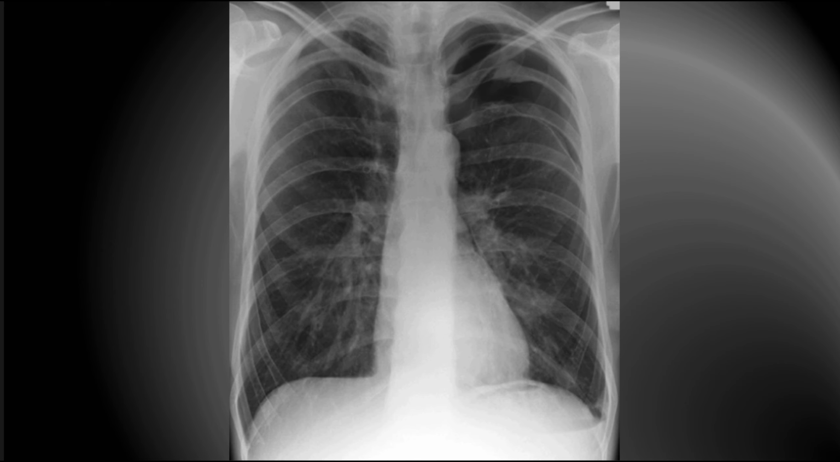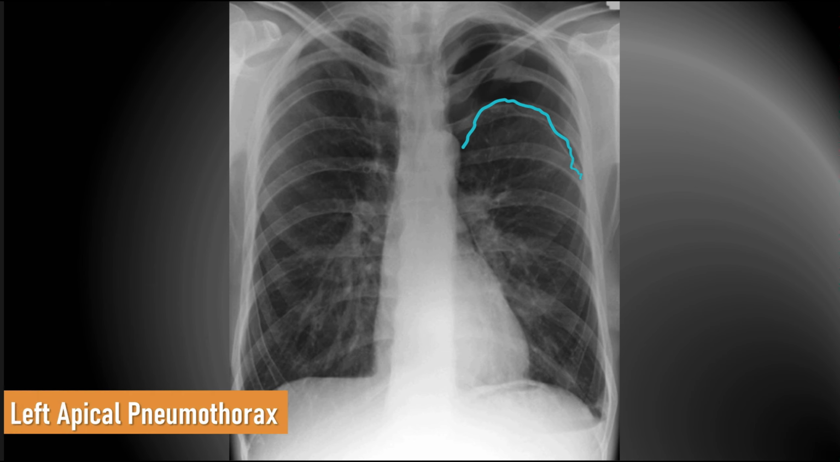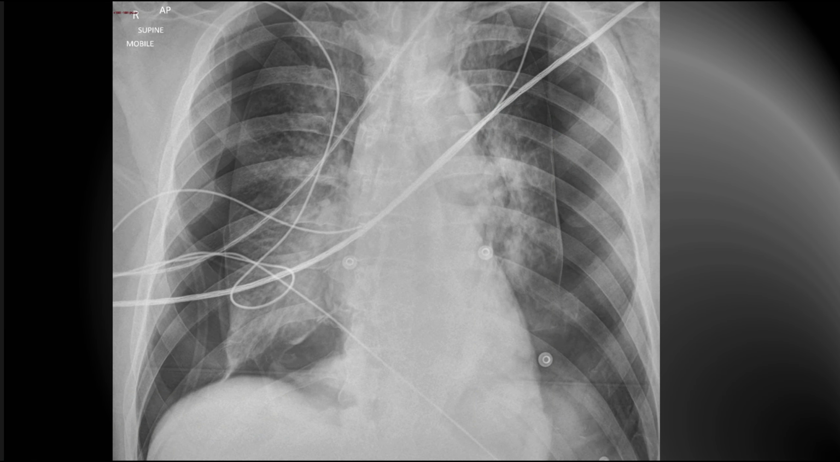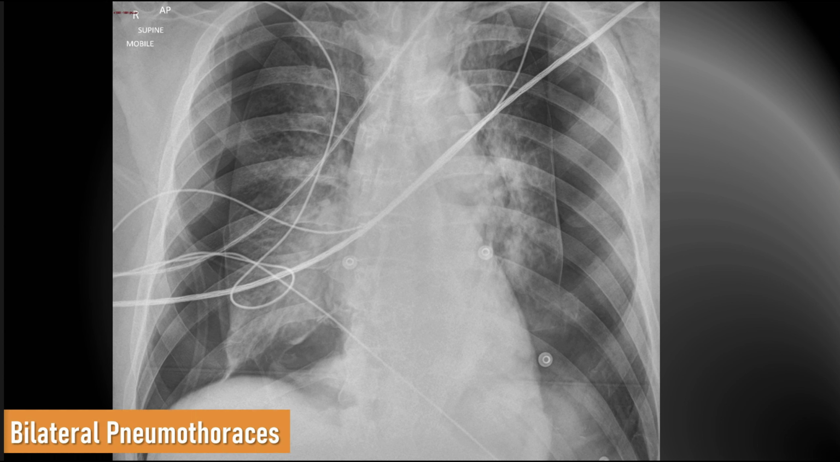What about this picture? Look carefully and you will see that there is a left apical pneumothorax. In this picture we have two anomalies, bilateral pneumothoraces, one on the right and one on the left.